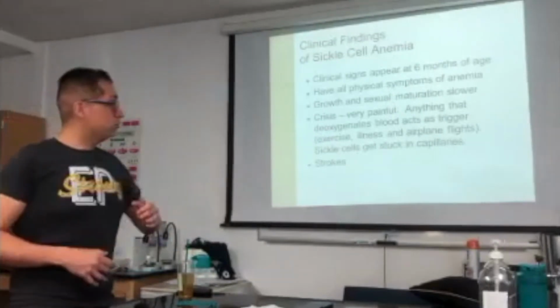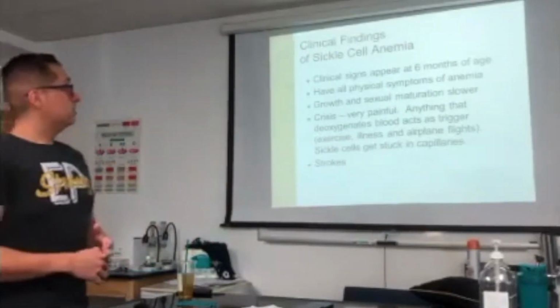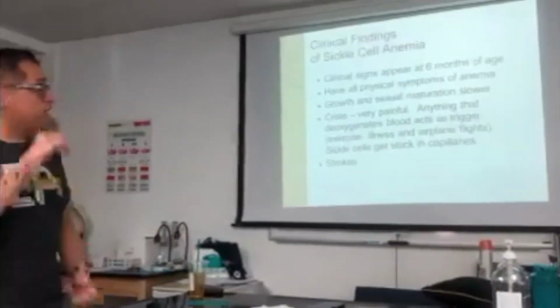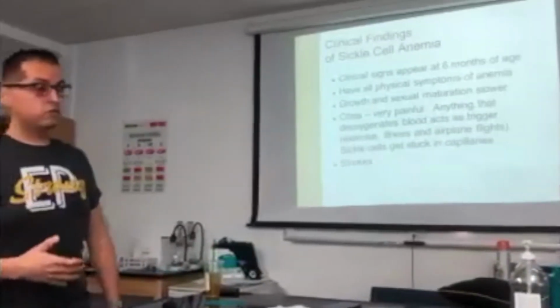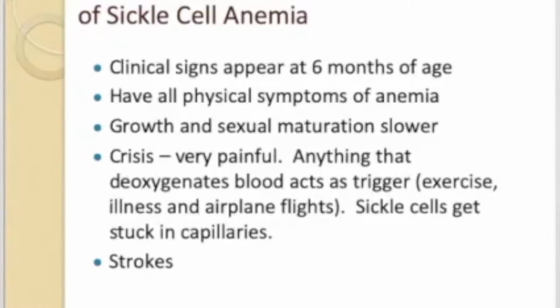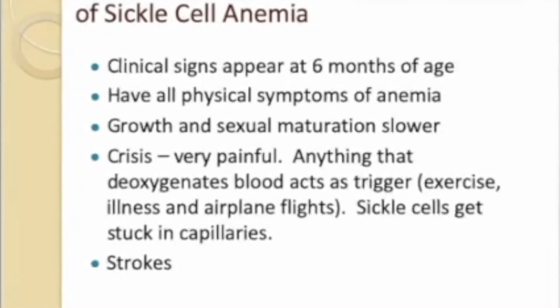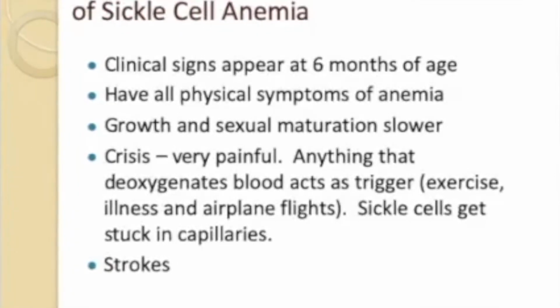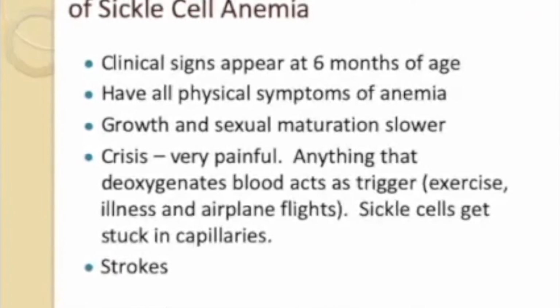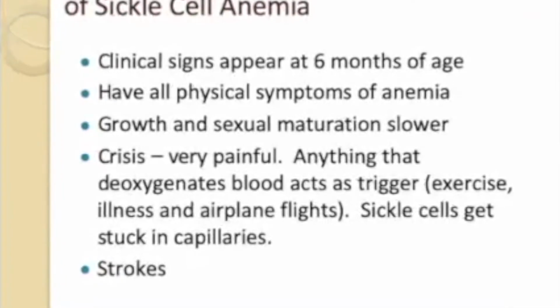So clinical signs usually appear at approximately 6 months of age. They have all the physical symptoms of anemia. So again, fatigue, lethargy, pallor, all of the stuff that we pretty much already talked about with microcytic anemias and also the macrocytic anemias. Growth and sexual maturation slows. Crisis, whenever there is a crisis, is very painful.